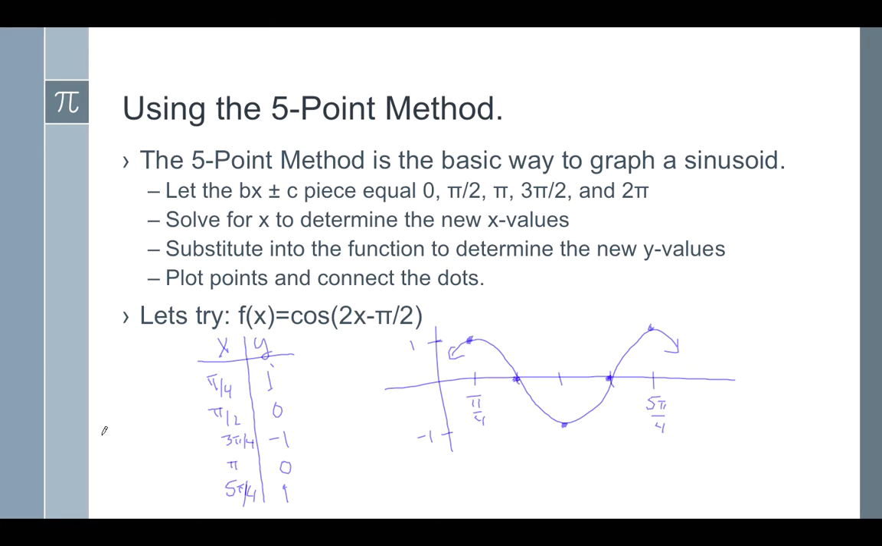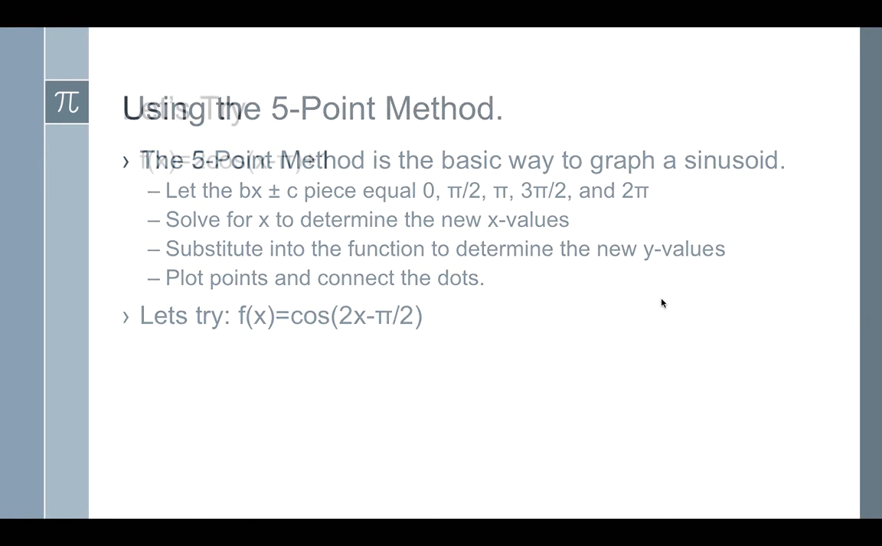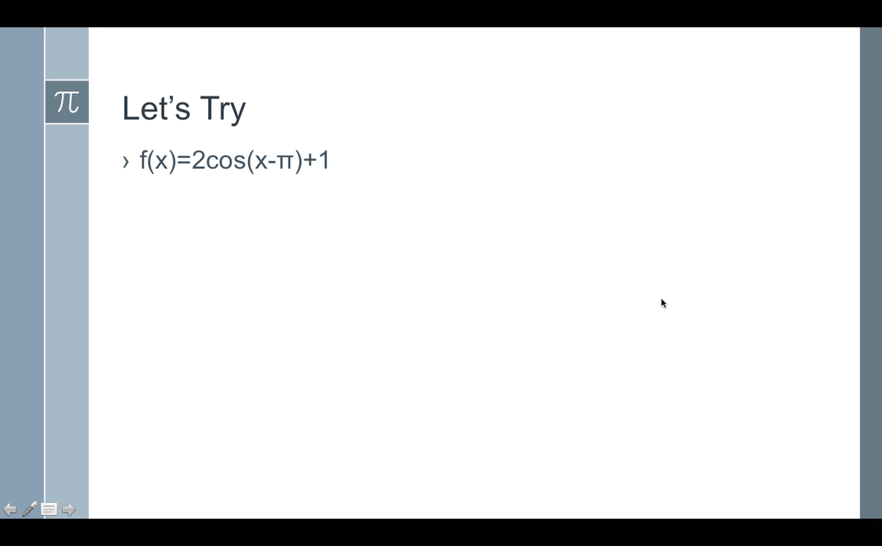All right, so notice again the amplitude is up 1 and down 1 because there's a 1 in front of cosine. You notice the distance between pi fourths and 5 pi fourths is pi, because it's 2 pi over 2. And what we're going to use here is that cosine starts up and ends up. So we're going to use that kind of symmetry to graph this function rather than using the 5-point method.